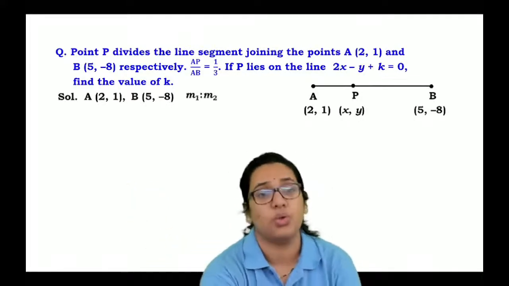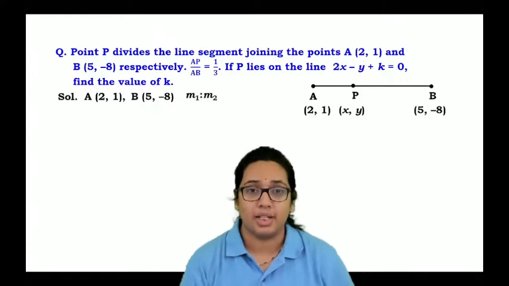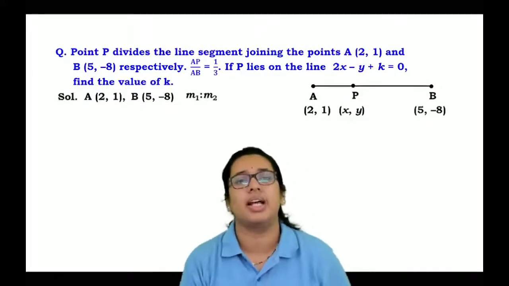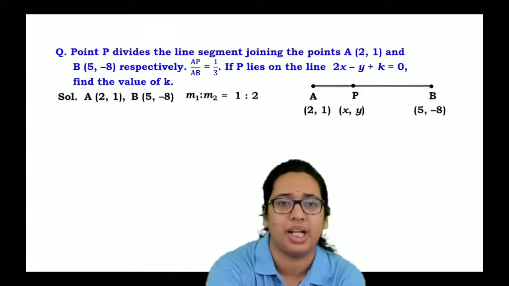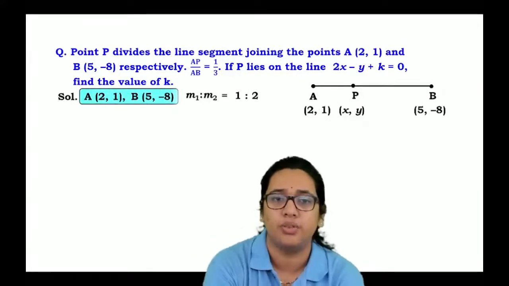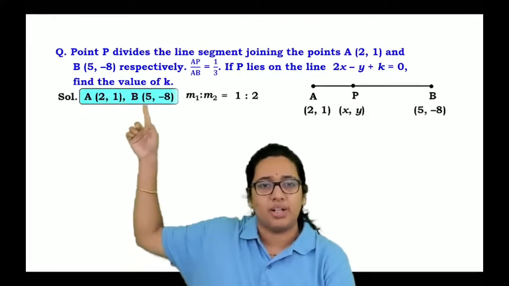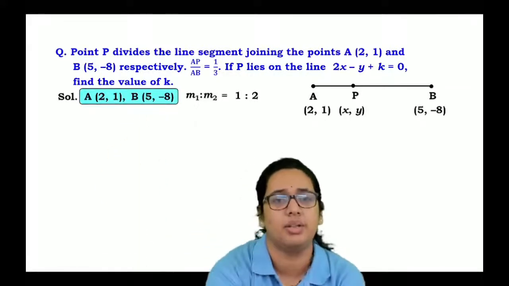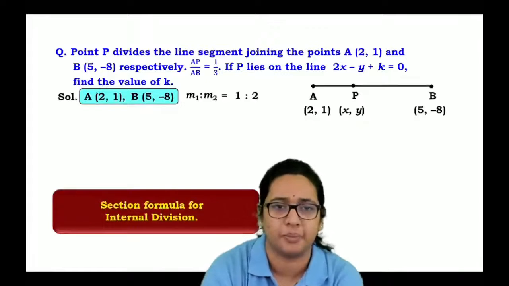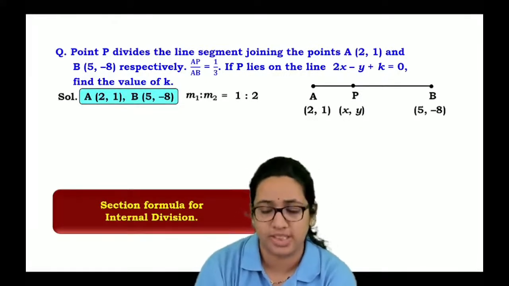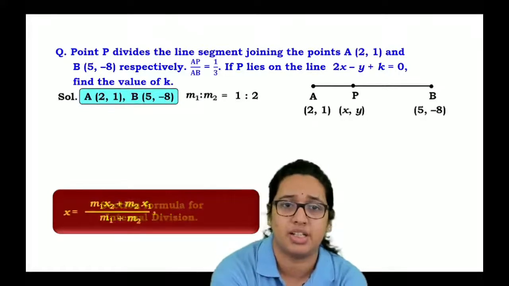Okay, so now we have that P is dividing the line segment AB as 1 as to 2, where the vertices of A are 2 and minus 1, and the vertices of B are 5 and minus 8. So we just have to use the section formula for the internal division.